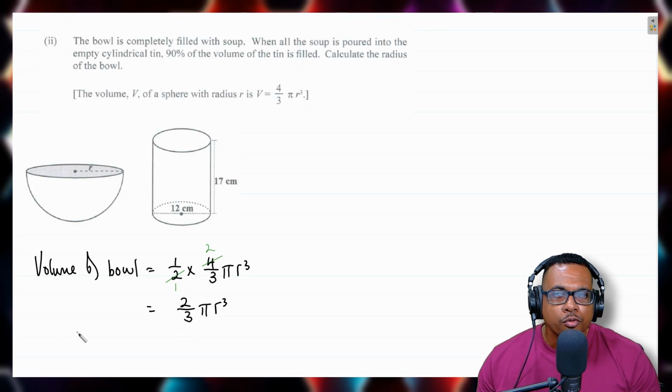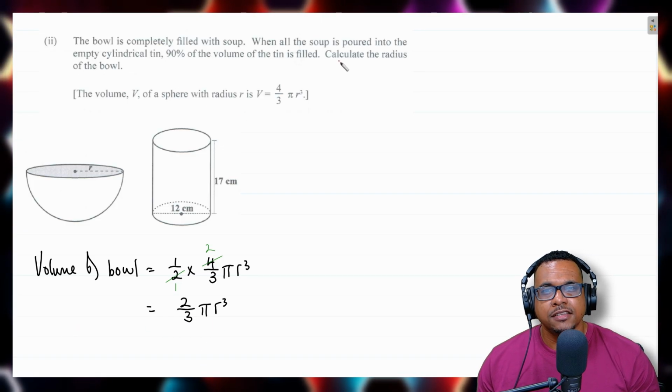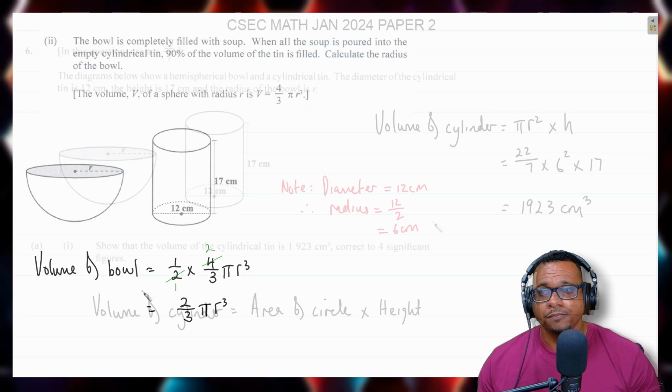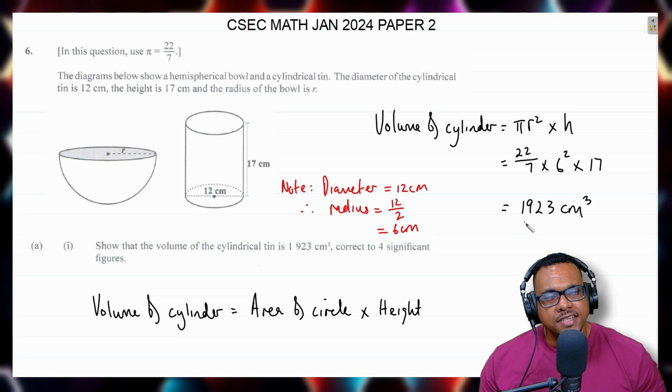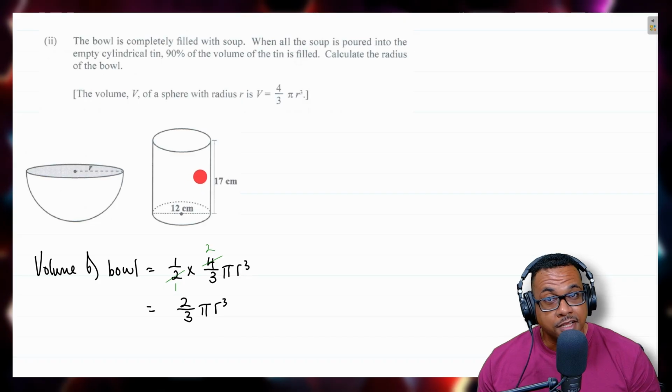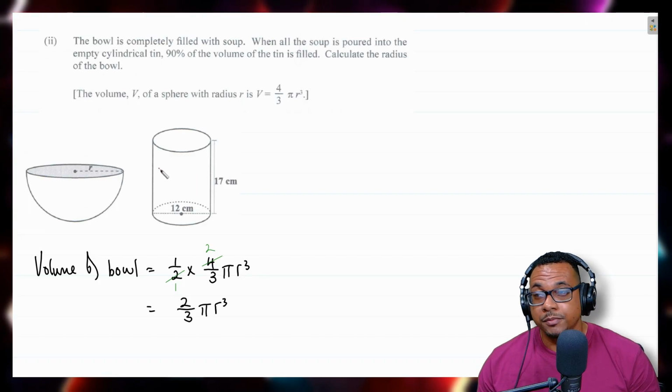Now, what they are saying here is that the volume of the bowl is equal to 90% of the volume of the cylindrical tin. Now remember, on the previous question, we worked out the volume of the cylinder. So we just have to find 90% of that volume and put it equal to the volume of the bowl. So remember, the volume of the cylinder is 1,923 centimeters cubed. And of course, the cylinder is the tin that we are talking about. So the volume of the tin will be the 1,923 centimeters cubed.